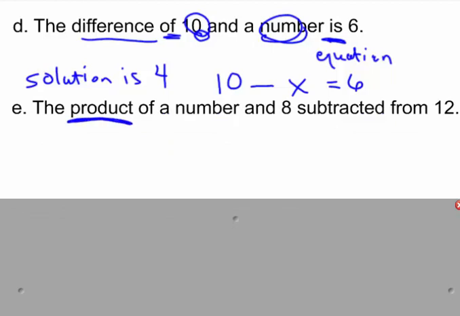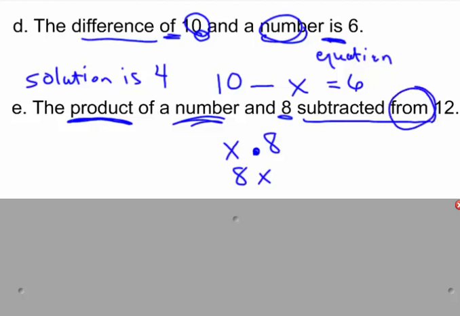The product. Product means multiply, of a number and 8. Now, what two things am I multiplying? A number and 8, 8x, subtracted from 12. So again, there's that subtracted. Now, before we did subtracted by, this is subtracted from. So I'm starting with 12 and taking away something. So that means it's going to be 12 minus 8x. There is no equal sign, so it is an expression there.